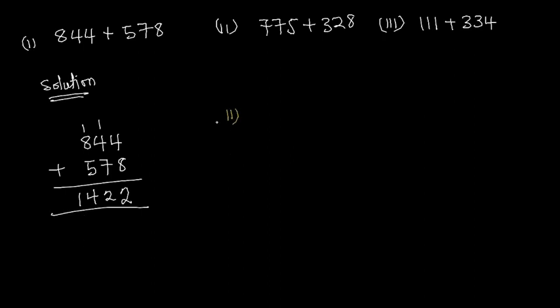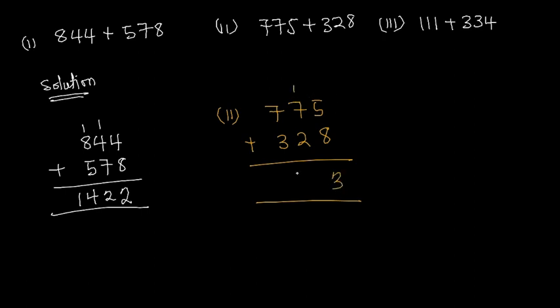So II, we have 775 plus 328. Okay, so as usual, we add 5 and 8. 5 plus 8 will give me 13. I write 3 and then the 1 I bring to the top over here. So 1 plus 7 will give me 8, plus 2 will give me 10. Rather than writing the whole 10, I write the 0 and then I send the 1 onto the next set of values to be added.